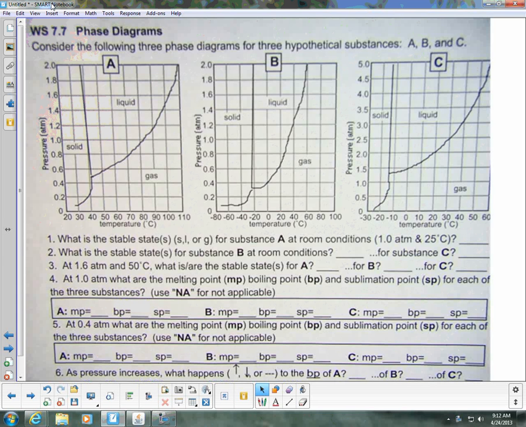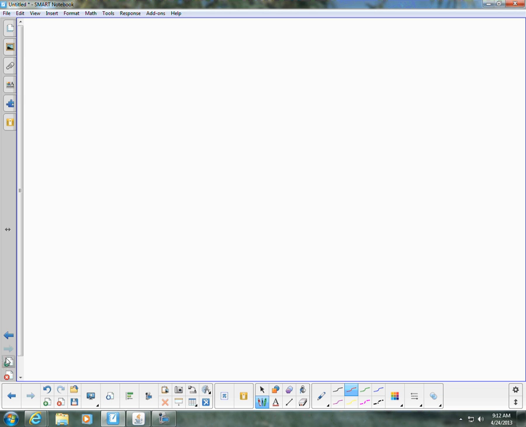So first up is a phase diagram. A phase diagram basically tells you where the solid, liquid, and gases are. Okay, so I'm actually going to go and add a blank paper here, and I want you to take some notes because you're going to need these to be able to understand that worksheet that I just showed you. So we're going to start with a basic phase diagram.